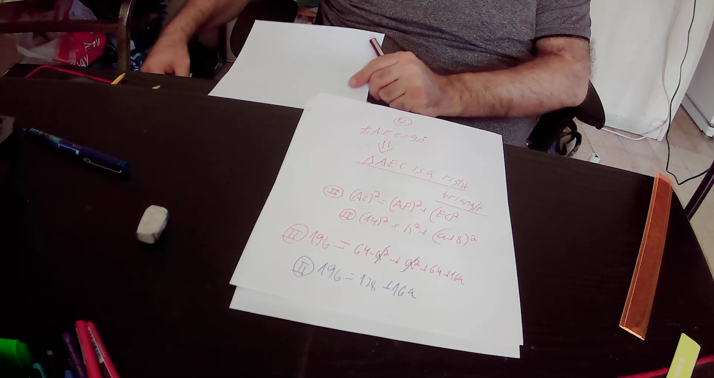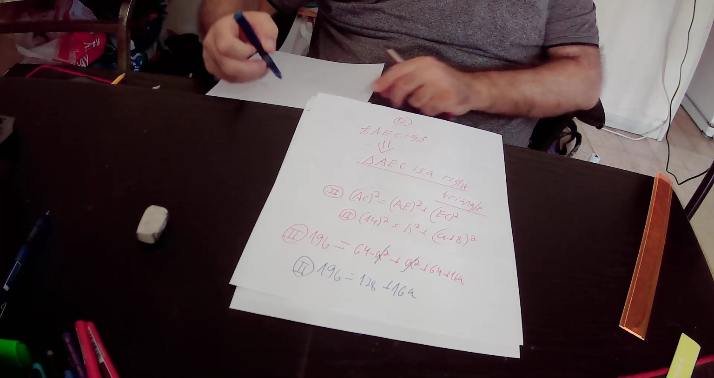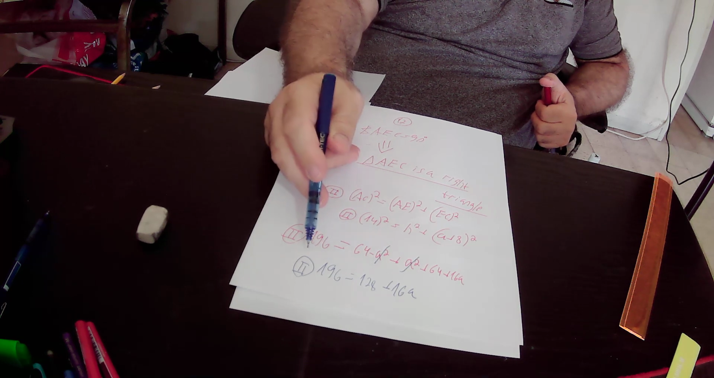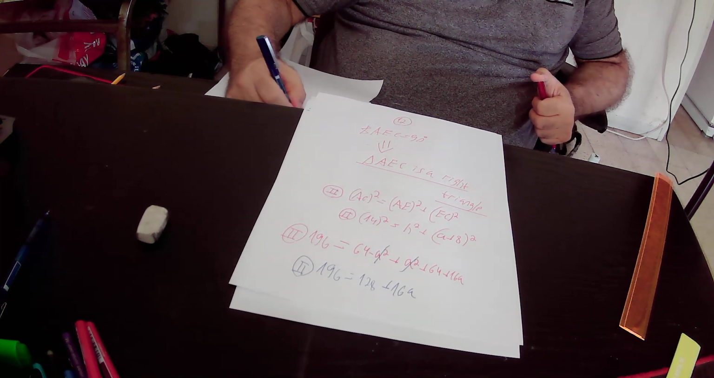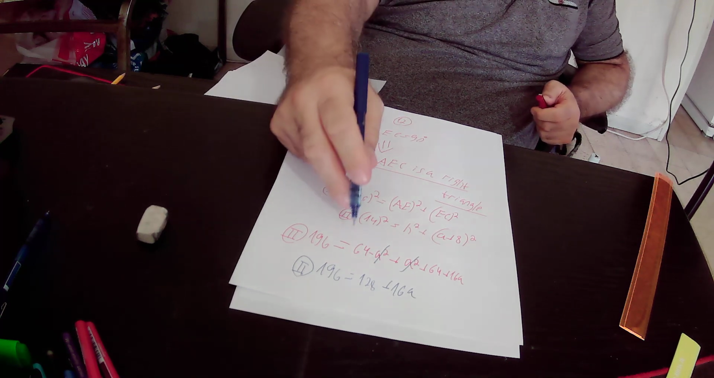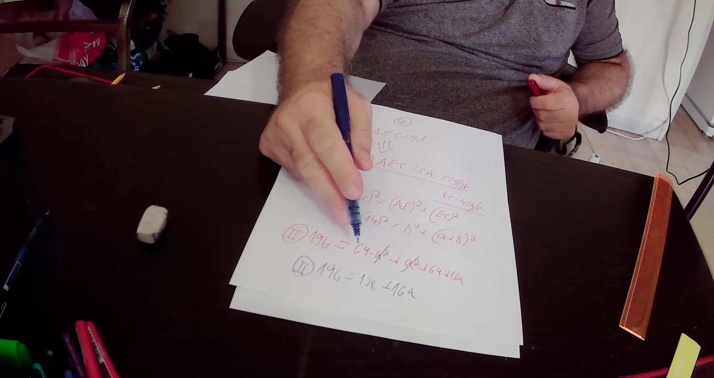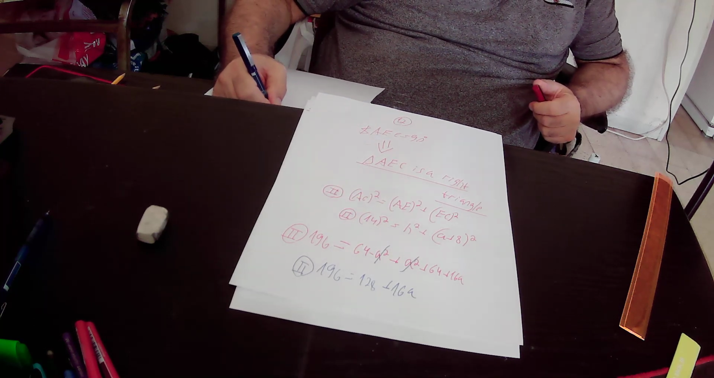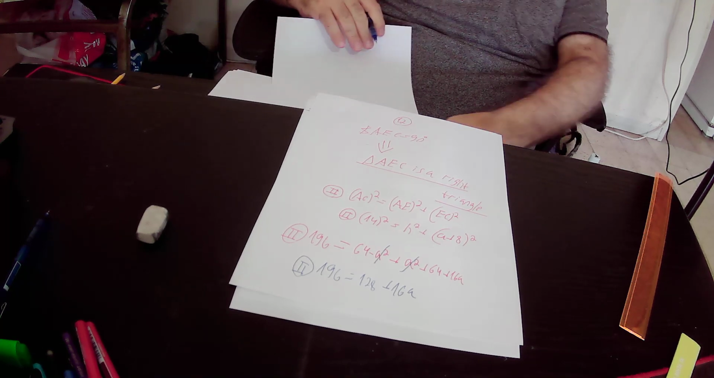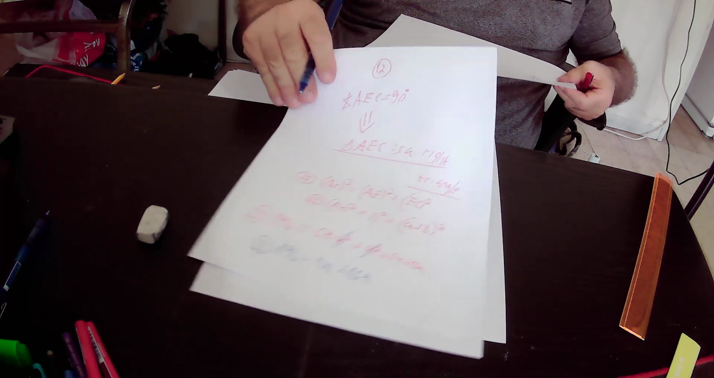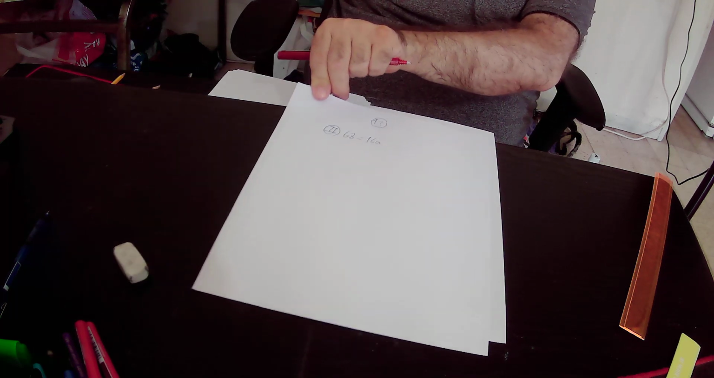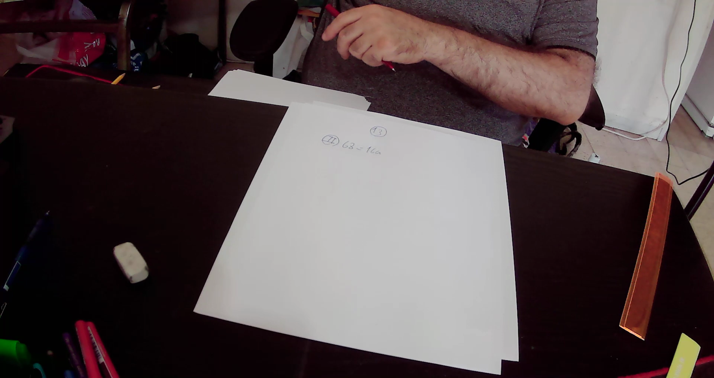So here we will subtract 128 from equation number 2, and we will get that 196 minus 128 is 68 equals 16a. Okay, we got that 68 equals 16a.